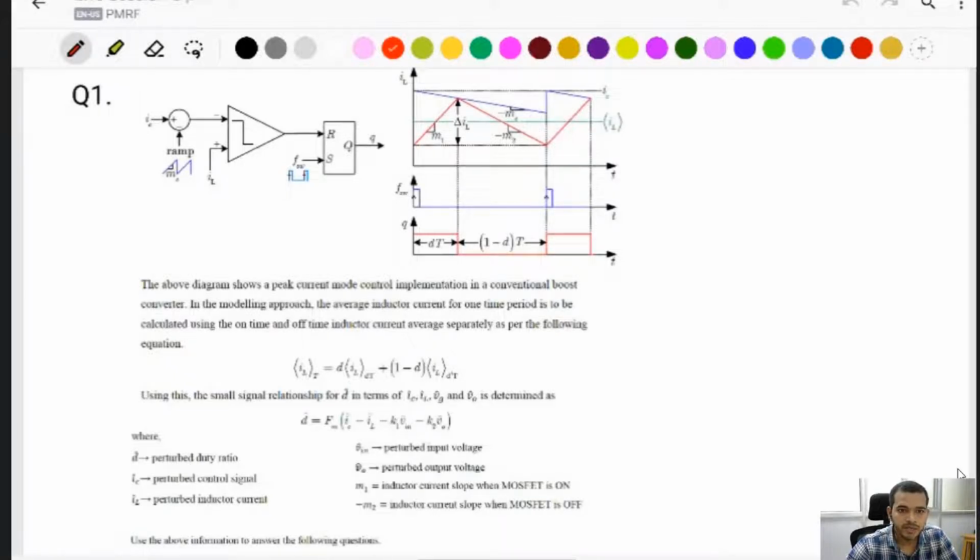Related to this, given is the boost converter, the peak current mode control implementation in a conventional boost converter. Given the average inductor current here, IL is the IL when the switch is on, D, and when the switch is off, 1 minus D, IL.